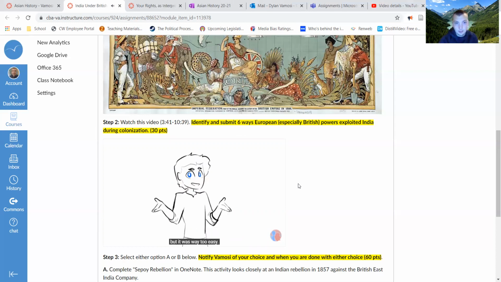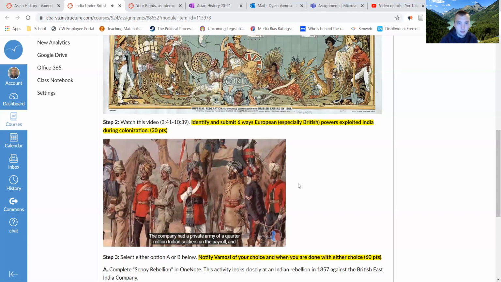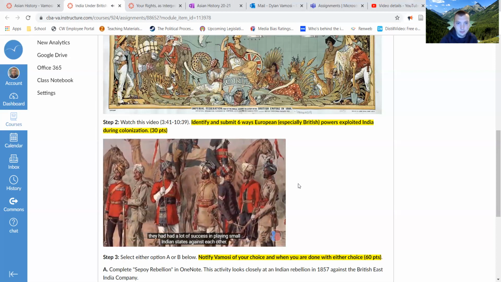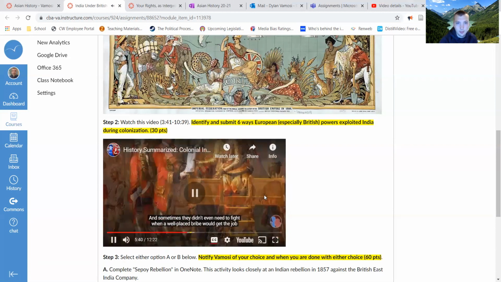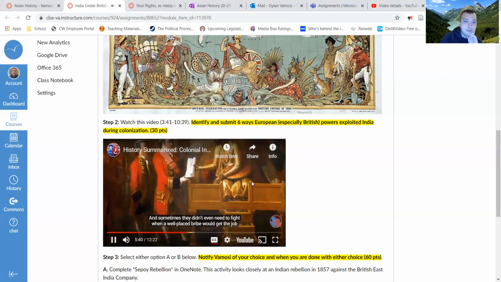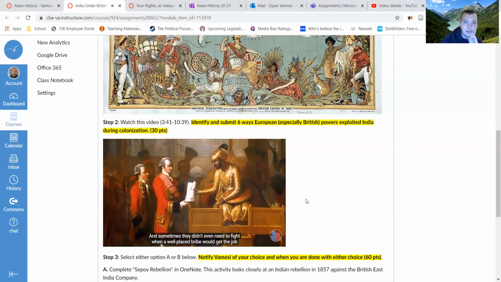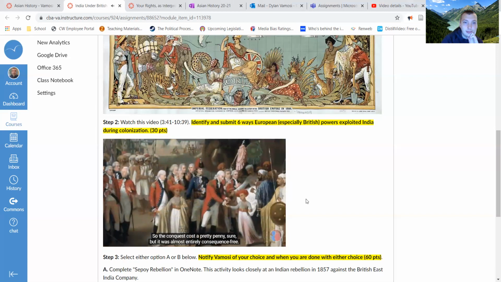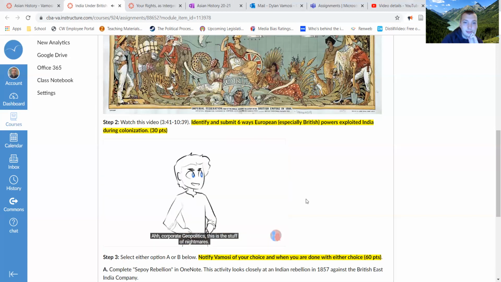way too easy. The company had a private army of 250,000 Indian soldiers on the payroll, and they had a lot of success in playing small Indian states against each other. So India was quite fractured at this time, and the East India Company was growing in popularity because of their private capital interest. They were able to hire the soldiers and get the muscle necessary to really grow, all coming from venture capital. Sometimes they didn't even need to fight when a well-placed bribe would get the job done. So the conquest cost a pretty penny, sure, but it was almost entirely consequence-free. Ah, corporate geopolitics. The stuff of nightmares.